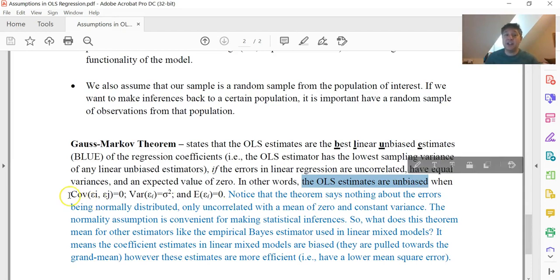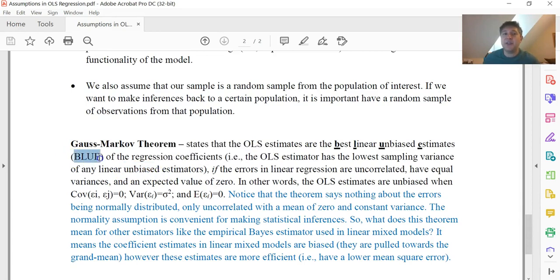If the error terms are uncorrelated, they have a constant variance and a mean of 0. Notice it says nothing about the error terms being normally distributed, right? Only that they're uncorrelated with the mean of 0 and a constant variance. The normality assumption is really convenient for making statistical inferences about the model, but it's not necessary for the coefficient estimates to actually be unbiased.